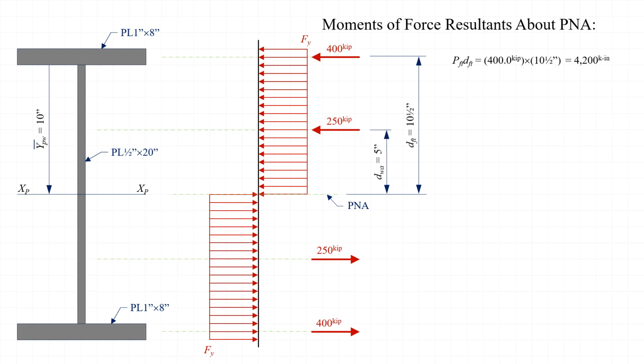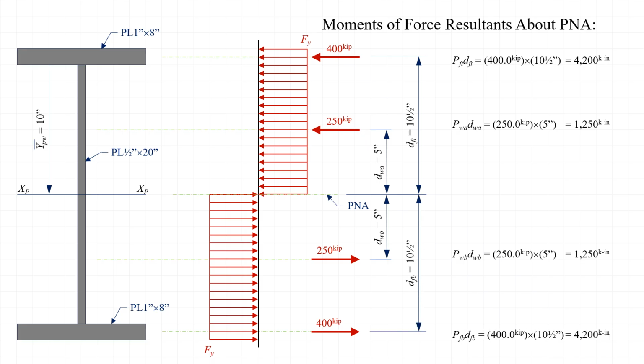Next, we can observe that the force resultant in the web above the plastic neutral axis is 5 inches above the plastic neutral axis. Thus, we can calculate that the moment created by that force resultant is 250 kips times the distance of 5 inches, or 1,250 kip-inches. Next, we can calculate that the moment created by the plastic force resultant in the web below the plastic neutral axis is also 1,250 kip-inches.